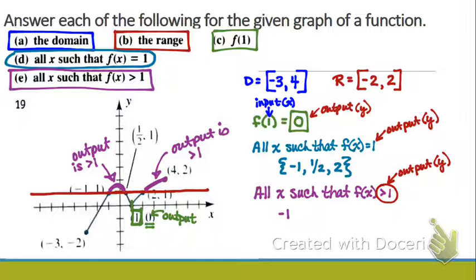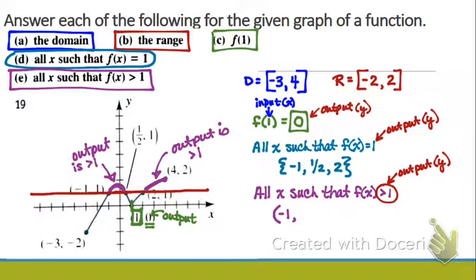Am I allowed to touch -1? No. There is a dot there, but why can't I include -1 this time? Because it's exactly 1 there. I want things that are greater than 1, and right there it's exactly 1. So I need a parenthesis here.